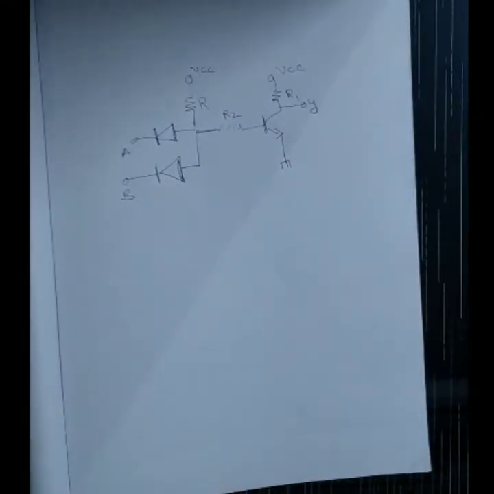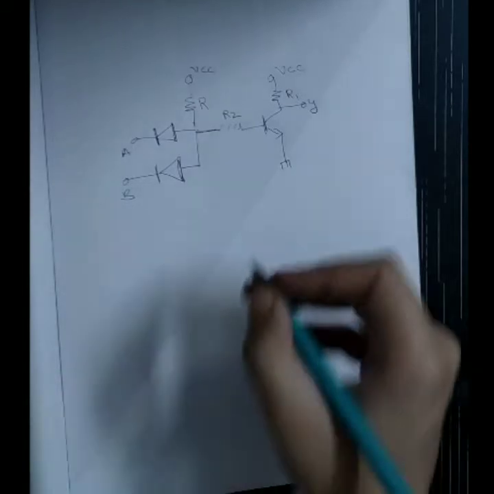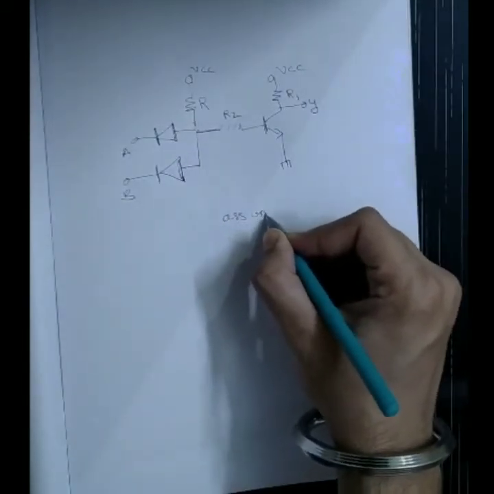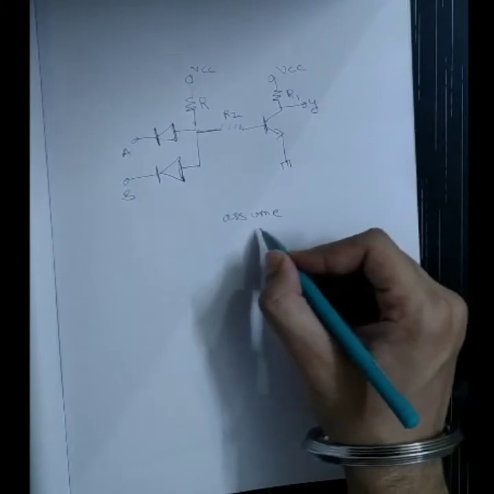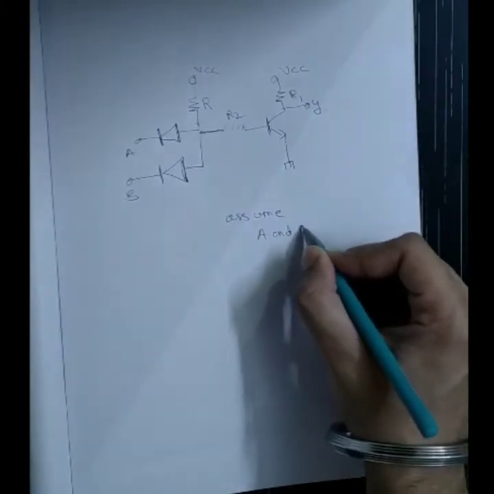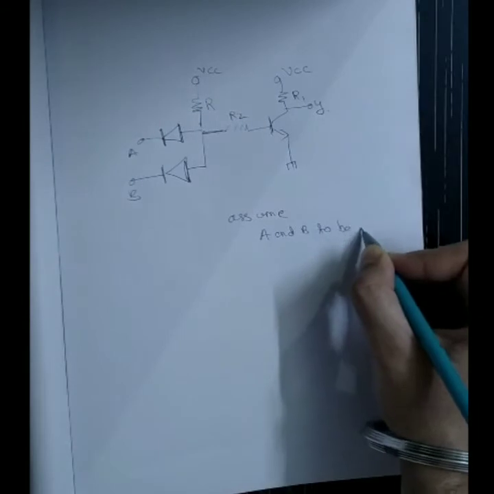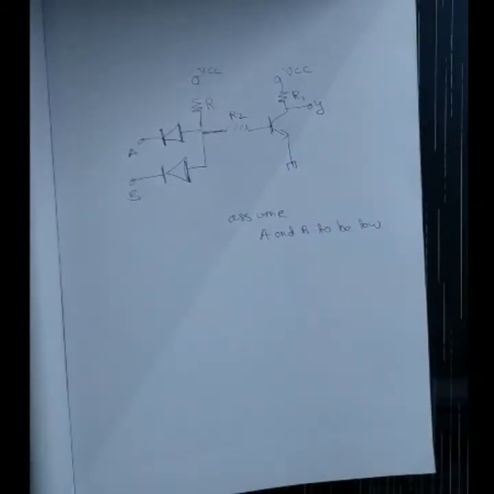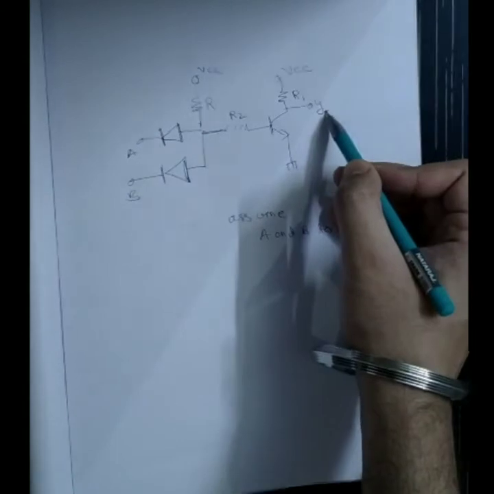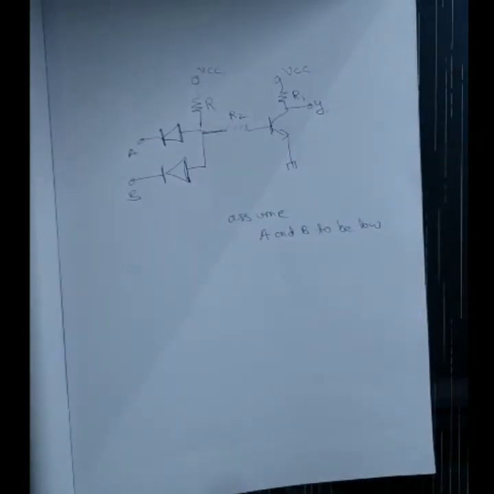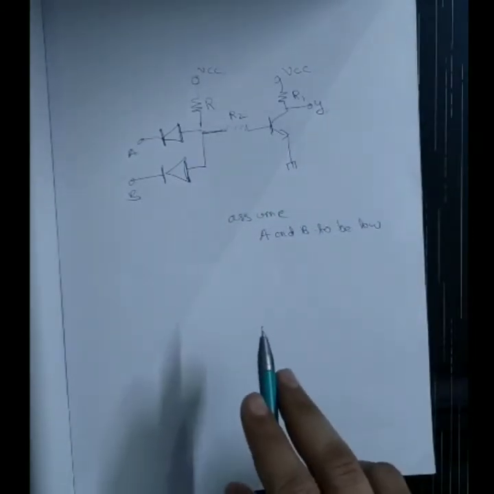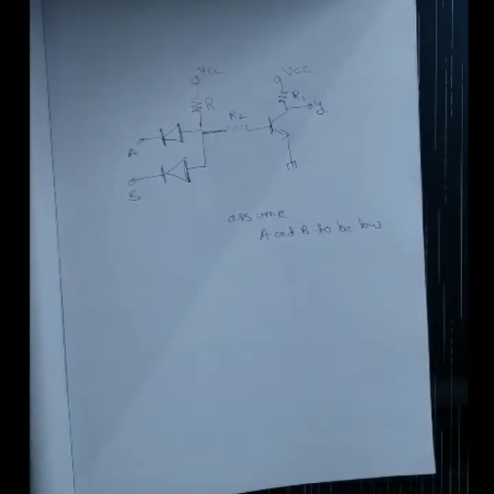Now this circuit looks good, that an AND gate passed through an inverter gives me a NAND gate, but does this circuit really work? Let's analyze. Okay, now assume A and B to be low. Correct. If A and B are low, for Y to be a NAND gate output, it should be high, right? When any of the inputs is low, Y should be high.